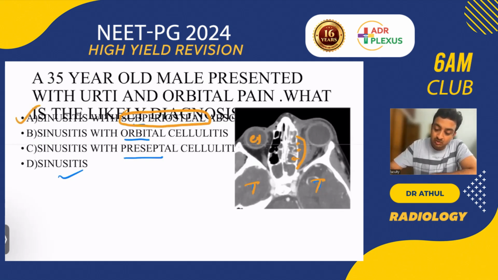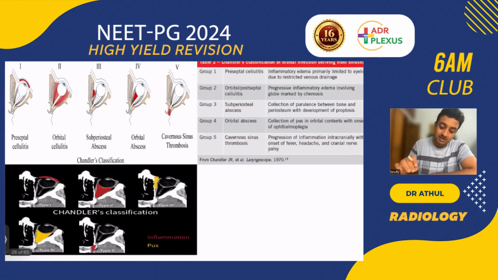So this is how the concept goes. So this is the collection. Okay. So this is subperiosteal collection. So actually there is one classification called the Chandler classification, in which class 1 is the preseptal cellulitis, that is seen anterior in the preseptal part, in the eyelid part, and then in type 2, that is the orbit part.